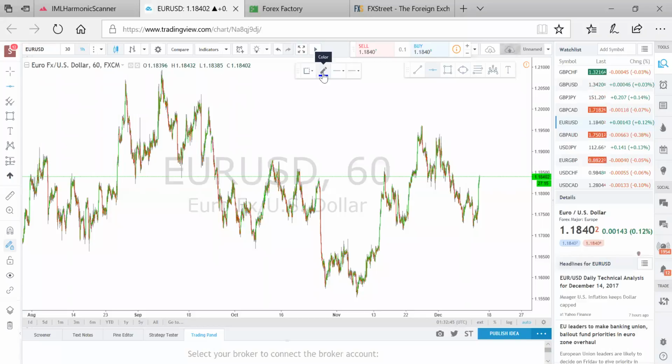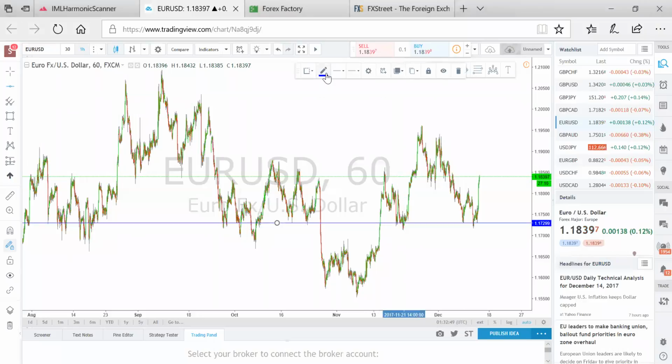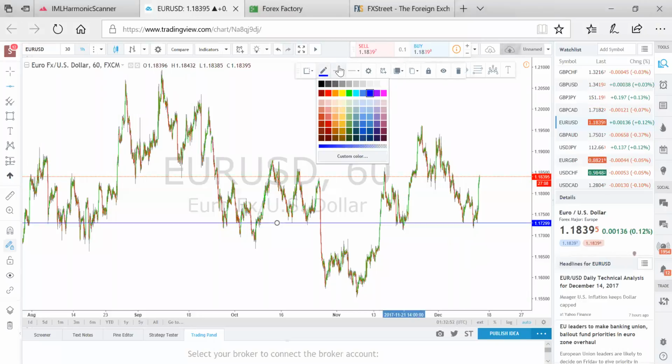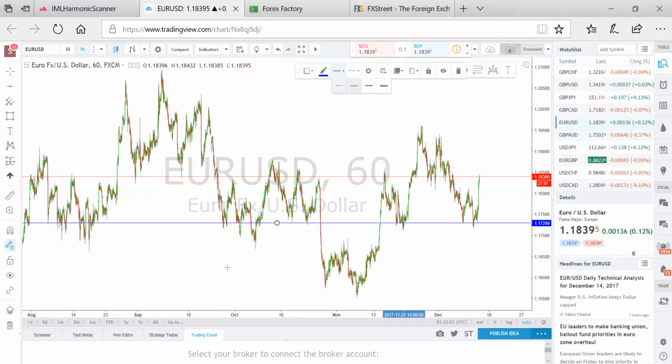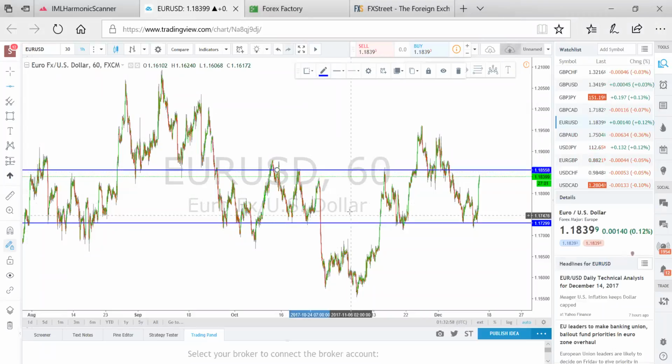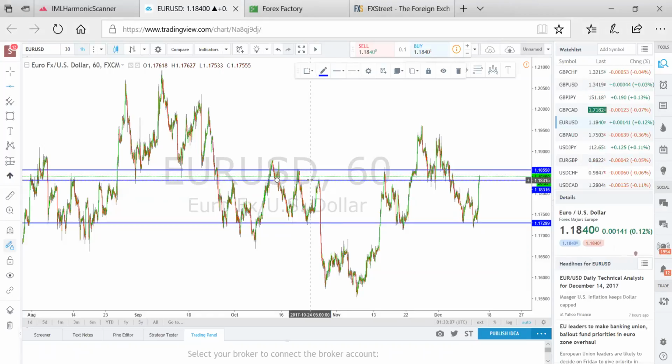So I'm looking at the 1 hour now. In the 1 hour, I'm seeing this as a very nice support area. And I'm looking at this here as a resistance area. I'm actually seeing this one down here as well. So basically all you're doing is finding areas of support and resistance first.